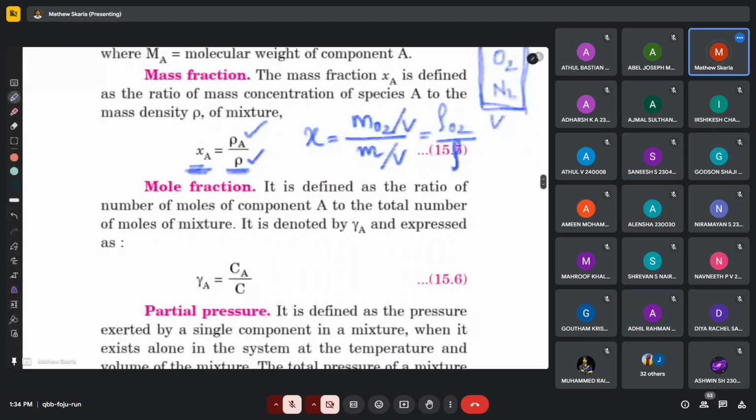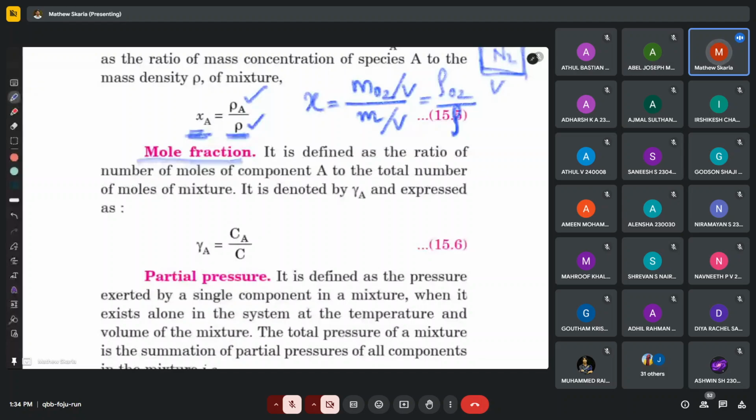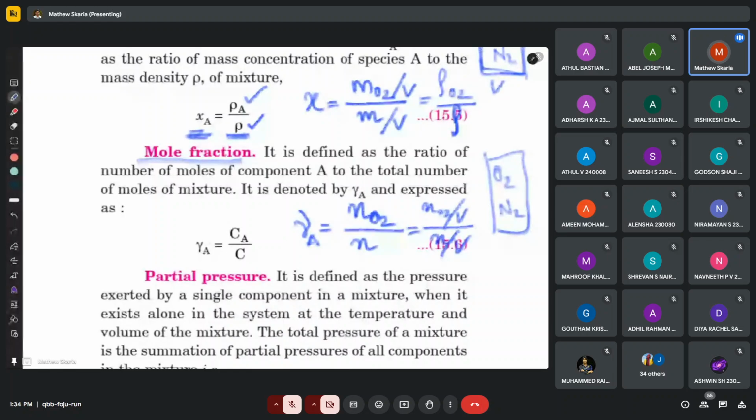Again, coming to the mole fraction. Mole means number of moles in a basic example. It is denoted by gamma A, equal to Na, the number of moles of species A. Again I am taking two gases, oxygen and nitrogen. So N_O2 divided by the total number of moles in the mixture. Again, I am dividing by V: N_O2 by V divided by N by V. N_O2 by V is nothing but the concentration of oxygen, so C_O2 divided by N by V, which is the total concentration. So that is gamma A, the mole fraction, equal to C_A by C. Okay.